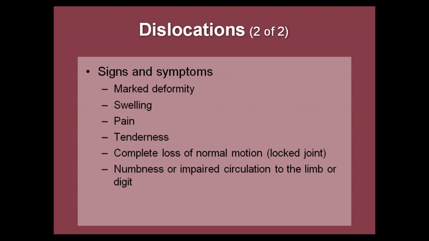With these, obviously they're going to experience some type of deformity. There's going to be some swelling, pain, tenderness. They could be guarding it as well because of the pain. There could be a complete loss of normal motion as a result of that joint being dislocated. So that's a locked joint. They could also experience some numbness or impaired circulation to the limb or the digit, which is why we need to check CMS in those extremities when you have an obvious deformity.